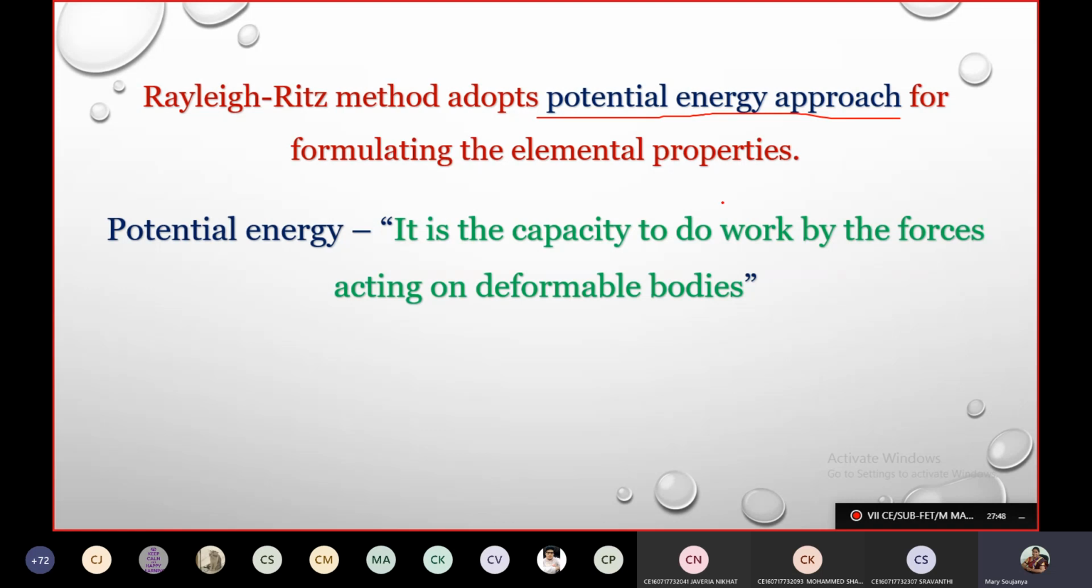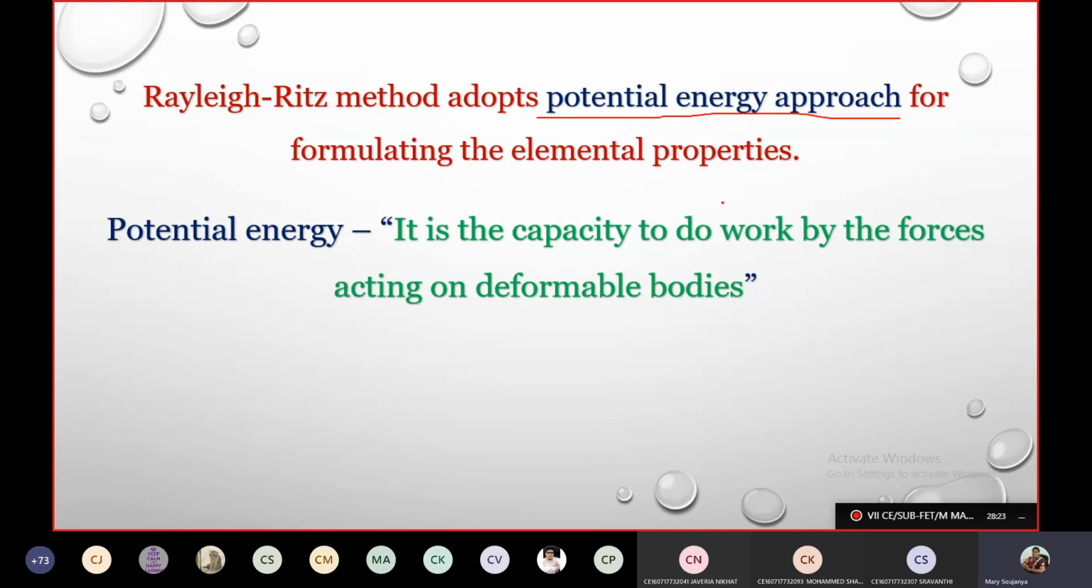Potential energy is the capacity to do work by the forces acting on deformable bodies. Because our concept is all about deformations, displacements, external loads acting, body forces acting on the structure, here the potential energy we are considering is its capacity to do work. It's as simple as that. What you said is also right. I'm not saying it is wrong. That is the basic potential energy we know.